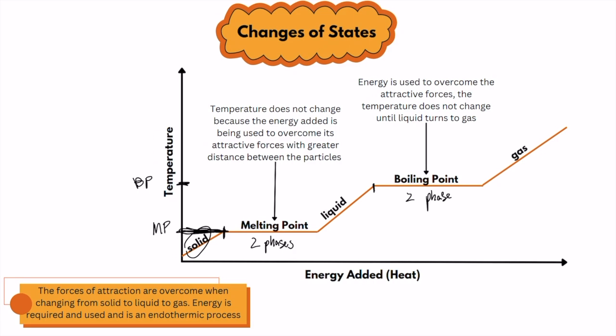So the forces of attraction are overcome when changing from solid to liquid to gas. Energy is required and used, and this is an endothermic process. An endothermic process is when energy is being used internally, and for an exothermic process, it's when energy is being released. This graph that we have here is endothermic, and exothermic will be the opposite process.